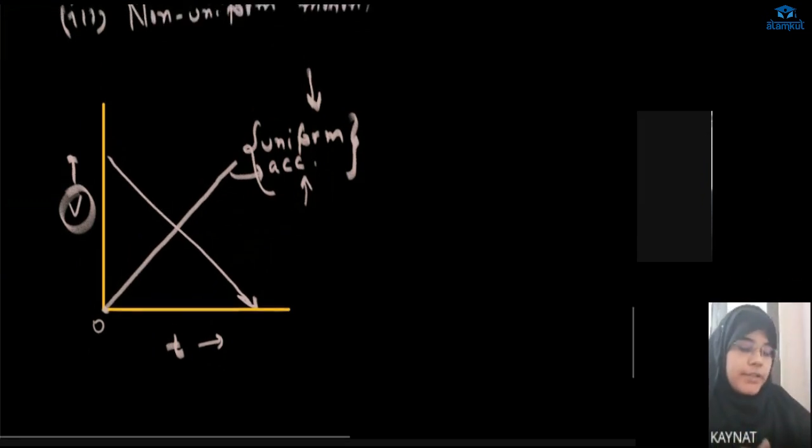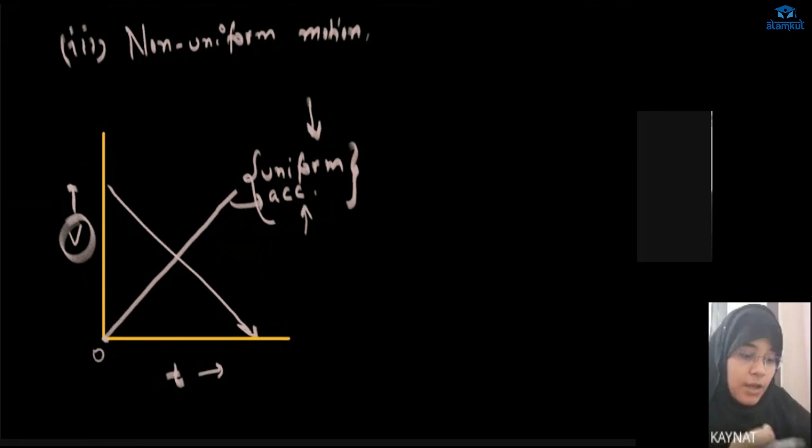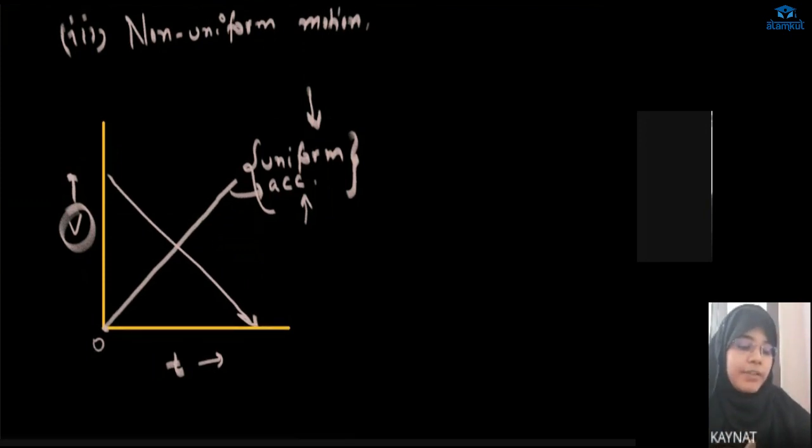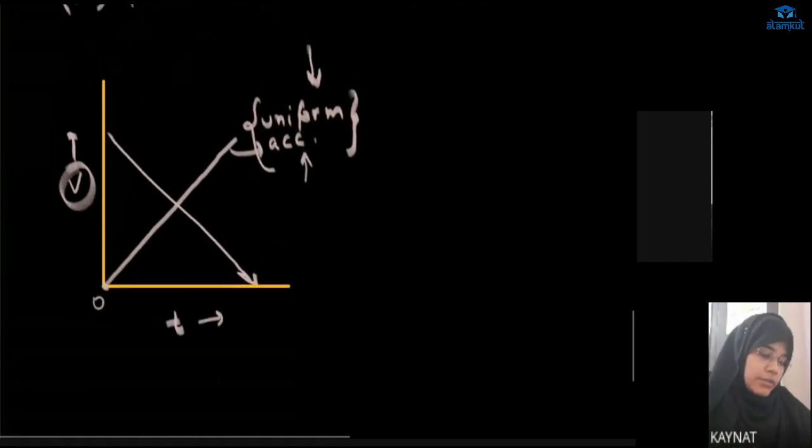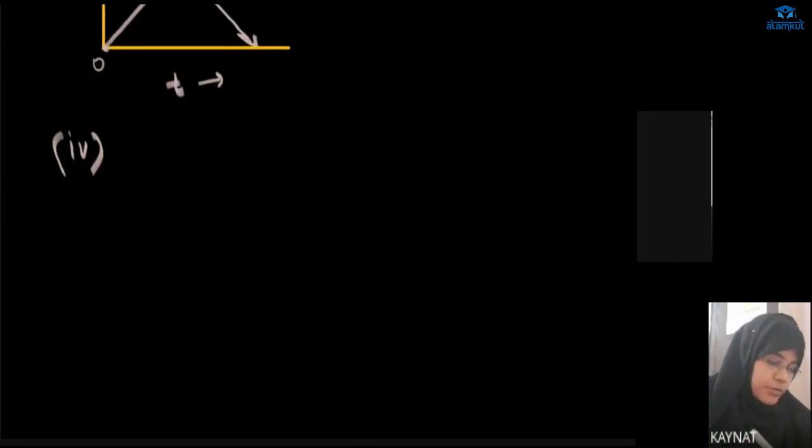Okay, so that is why, listen to what we have said again, because it should get clear to you. Here, the velocity-time graph represents non-uniform motion but uniform acceleration. Now the fourth one would also represent non-uniform motion.